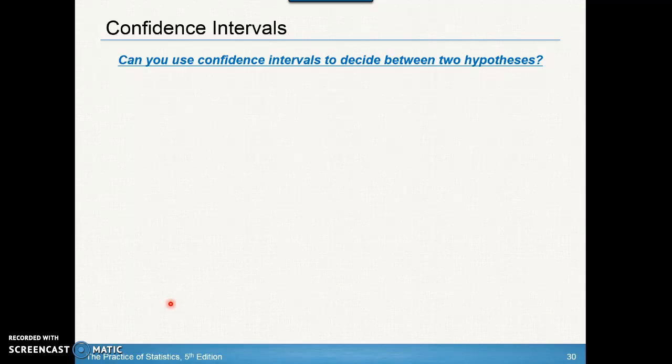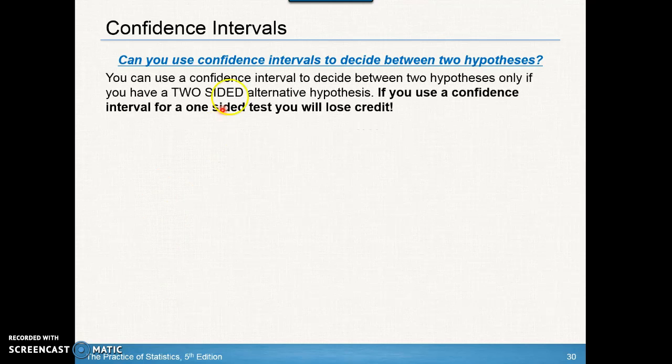Now, I have been talking a little bit here about these two-sided tests. Think about confidence intervals: the middle portion is where you're failing to reject, and the outside portions are where you're rejecting. So a confidence interval we can actually use to test a two-sided hypothesis. Now, you can use a confidence interval to decide between a two-sided hypothesis only, okay? Two-sided alternative hypothesis. If you use a confidence interval for a one-sided test, you will lose credit.